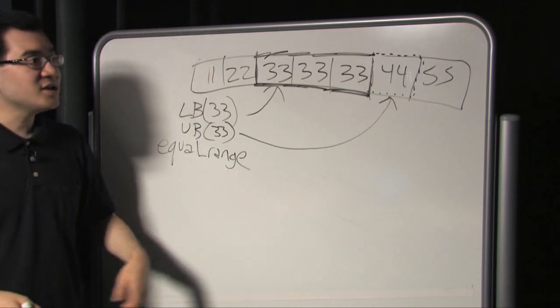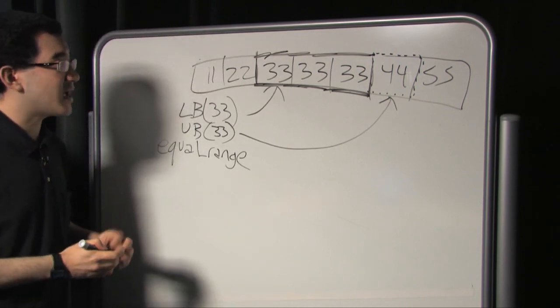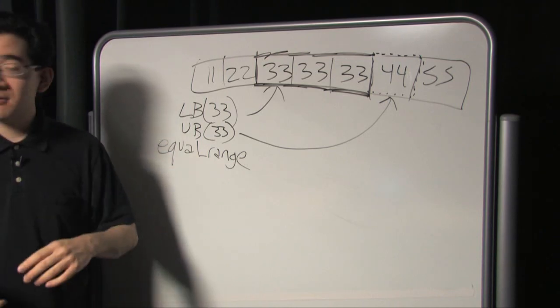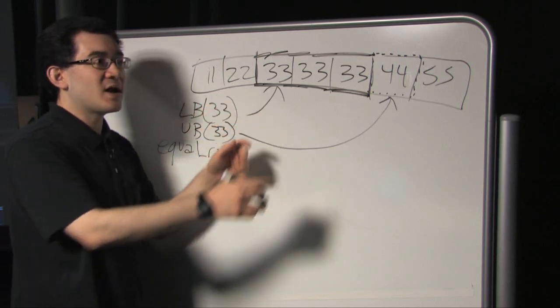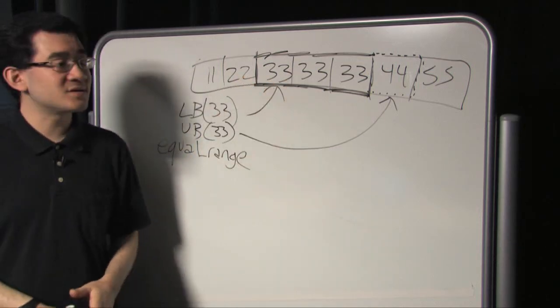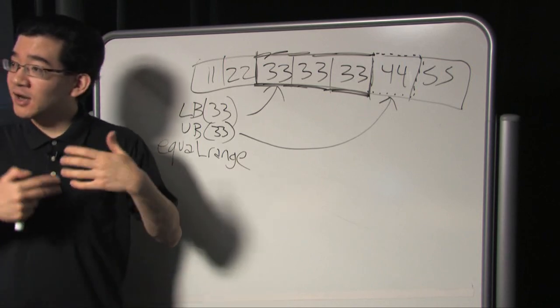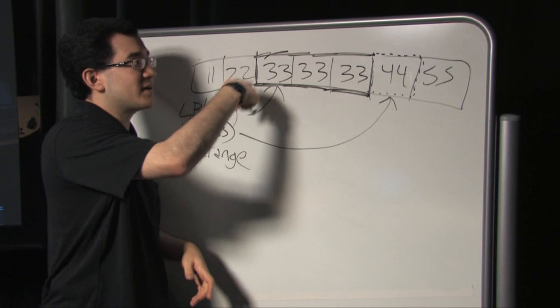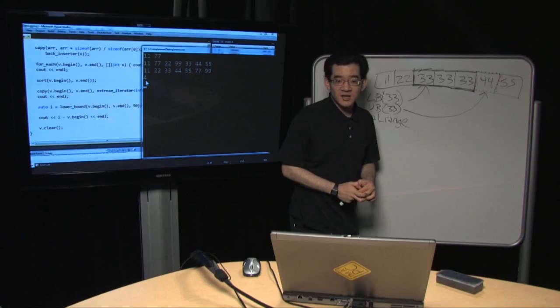So with an equal range and something like a vector where the iterators are random access, I can determine in logarithmic time how many 33s are in my sequence. Because I call equal range, subtract the iterators, constant time, and it says, oh, there's 3 33s in the sequence. Whereas if I try to do something like a count if, because count if works on unsorted sequences, it would inspect every single element, order n. So that's why equal range is useful.